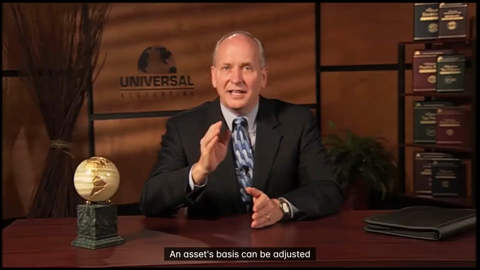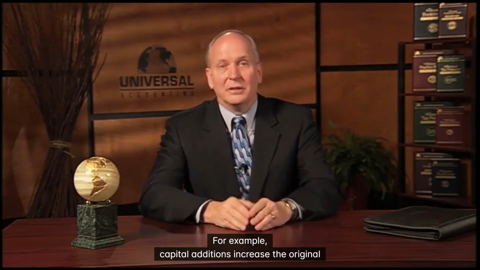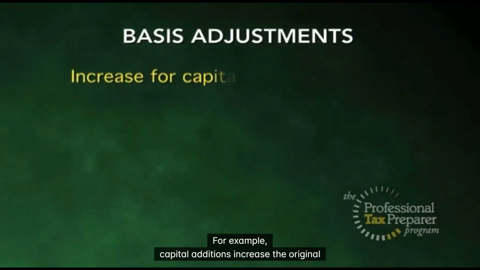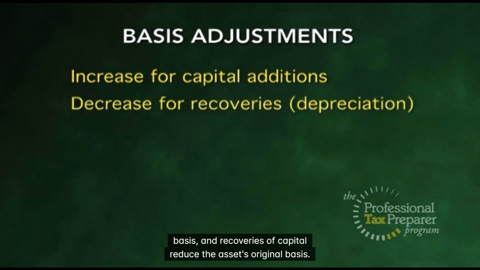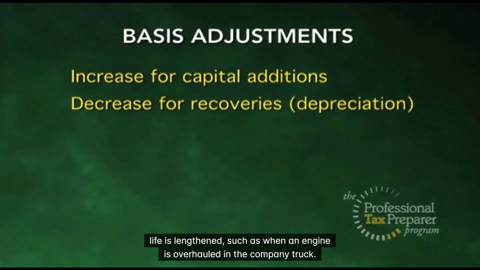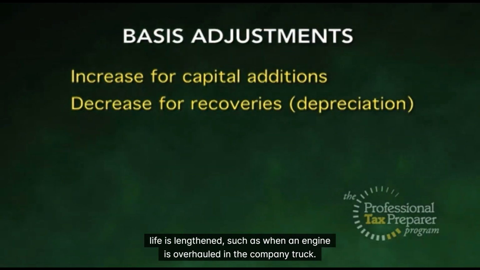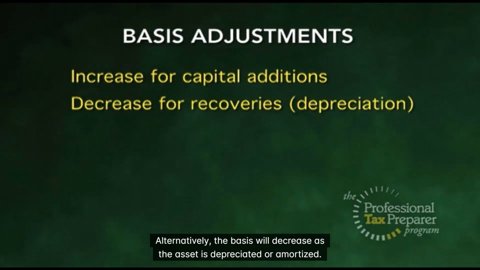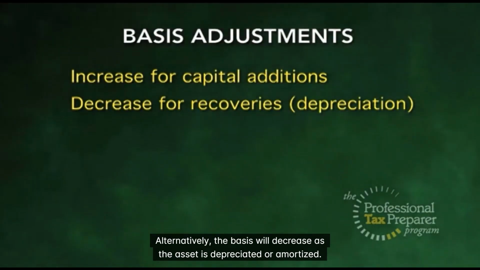An asset's basis can be adjusted periodically depending upon changes that occur throughout the asset's lifetime. For example, capital additions increase the original basis, and recoveries of capital reduce the asset's original basis. A capital addition occurs when the asset's life is lengthened, such as when an engine is overhauled in the company truck. Alternatively, the basis will decrease as the asset is depreciated or amortized.